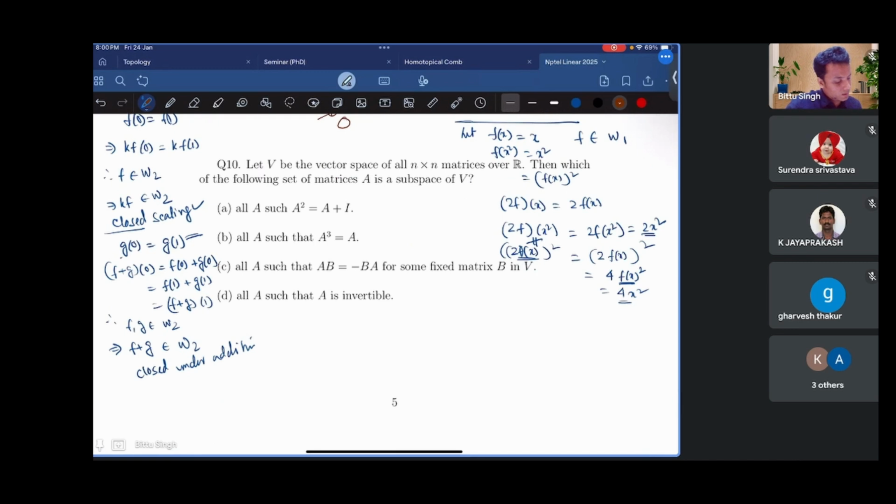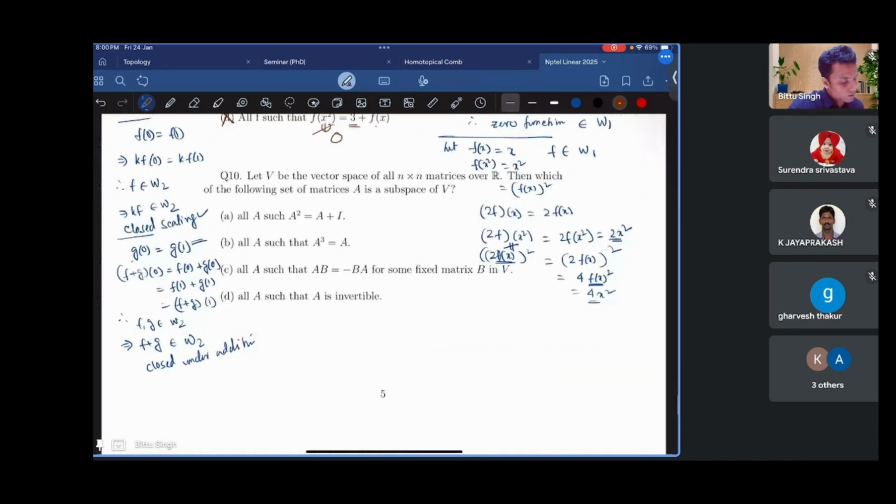So question number 10. What is question number 10? It is all n by n matrices. Then which of the following are subspaces? So this is not true. Again, the 0 matrix, the n by n matrix 0, does not satisfy this condition. So this cannot be an answer. This is wrong. A is invertible: 0 cannot be there. Right? 0 is always non-invertible. So this is also wrong.